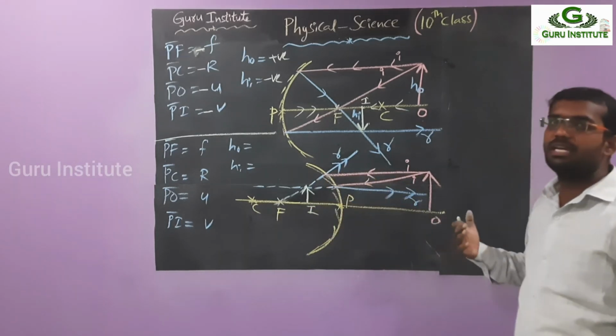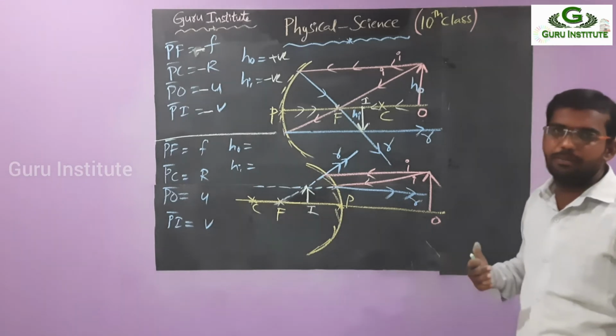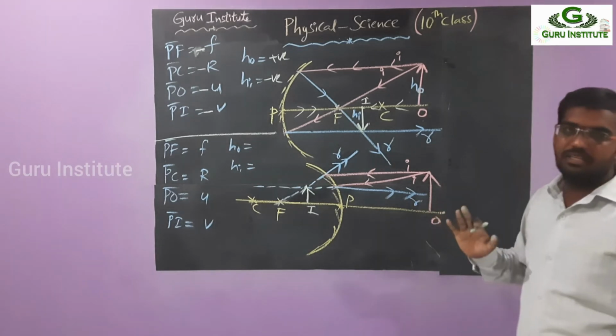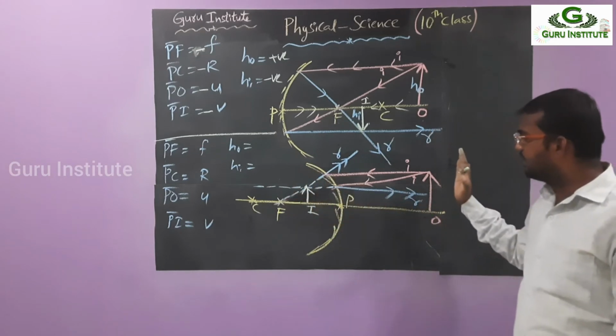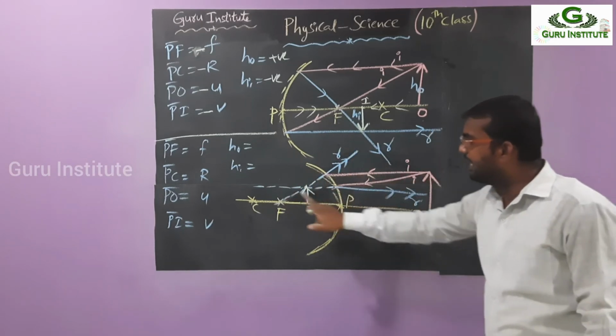Opposite direction, that should be negative. Why am I repeating every time? It is for understanding easily. Incident ray direction is positive; the opposite direction should be negative. Okay, right, let me tell that. What is that? PF.